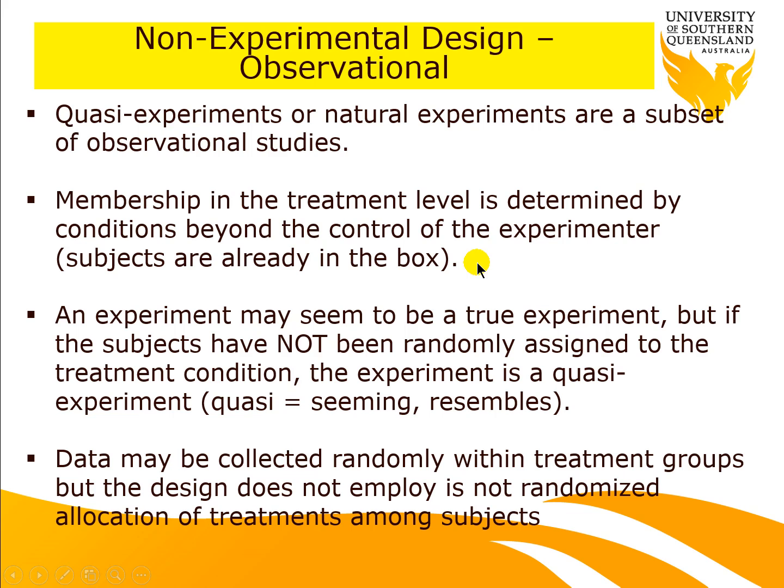So the membership of the treatment level is determined by conditions beyond the control of the experimenters. Subjects are already in that box. The smokers are already smokers, so they're already in the treatment group. An experiment may seem like a true experiment, but if the subjects have not been randomly assigned to the treatment condition, then it's a quasi-experiment, and you can't claim cause and effect from this type of experiment.